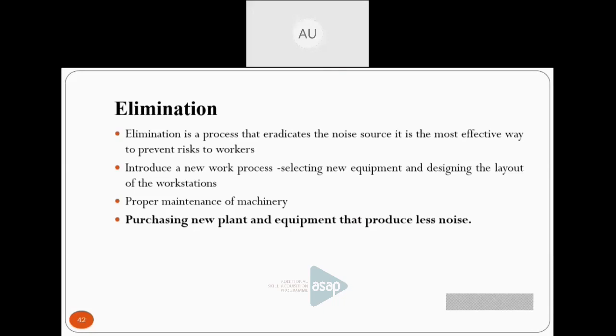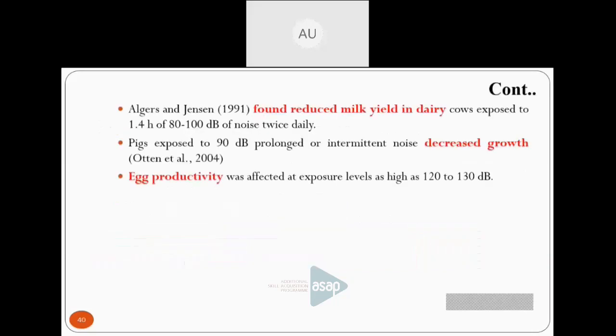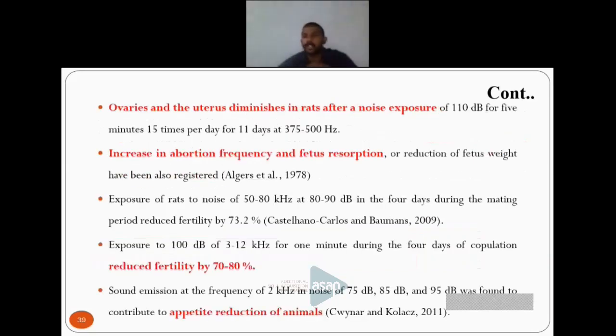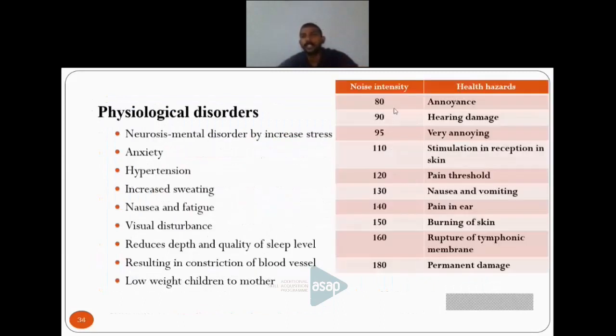One more question, can constant noise make humans sick? If we are continuously exposed to higher noise, yes, as we already saw in the first slides. Here you see, if it is below 80 decibel, that is common noise. While we are communicating, it comes to only 60 decibel, so that will not cause any problem for us. If it comes to 80, that causes annoyance, and if it is 90, that causes hearing damage and more.